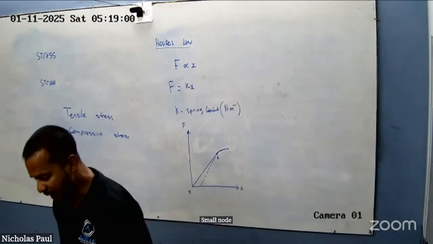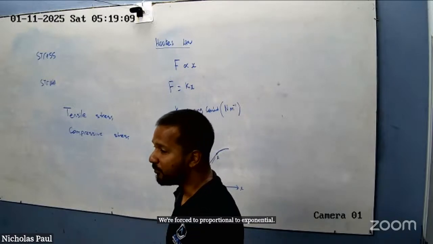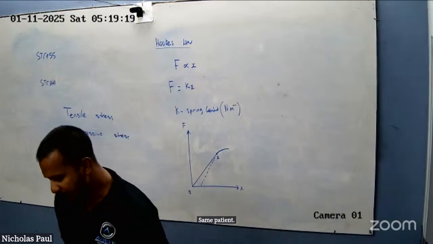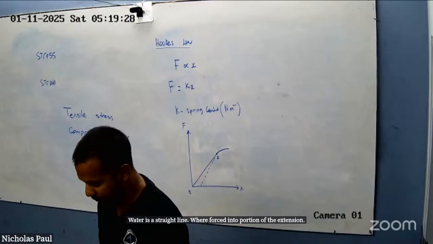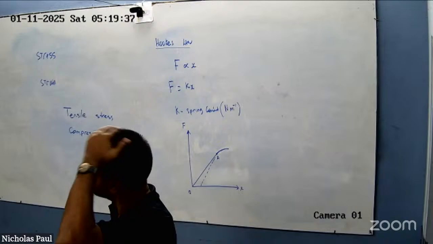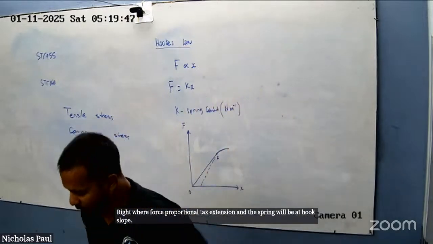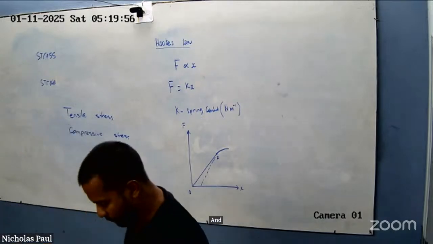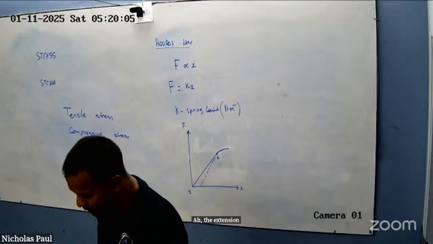Take a small note. O to A is a straight line where force is proportional to extension, and the spring obeys Hooke's law.